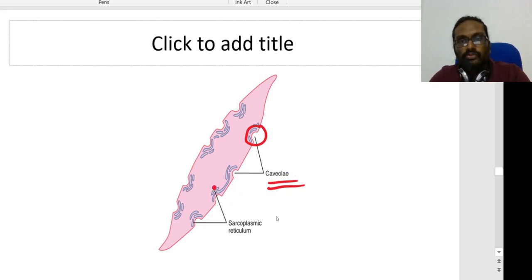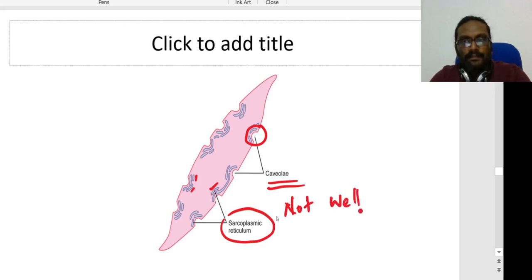And you will also find sarcoplasmic reticulums inside. See, all these things are called sarcoplasmic reticulums. The interesting thing is that they are not well developed. That is another special feature. These are the two other important points that you should remember when you start learning smooth muscle.